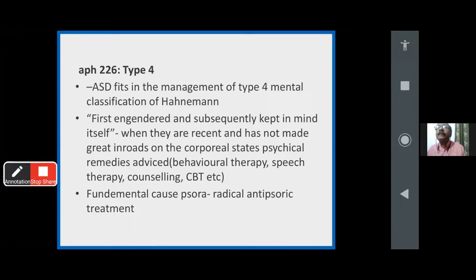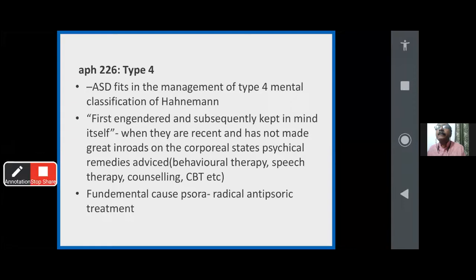How to manage it? Hahnemann says use psychical remedies. In modern terms, we can use applied behavior analysis, psychotherapy, speech therapy, counseling, cognitive behavior therapy, all. First, you do the psychical remedies, but you should understand there is a miasm behind, and the psoric medicine should be given at the end. Autism also should be managed like that. ABA should be given, speech therapy should be given, CBT may be given, counseling should be given, counseling to parents also should be given. But basically you should give an antipsoric treatment.